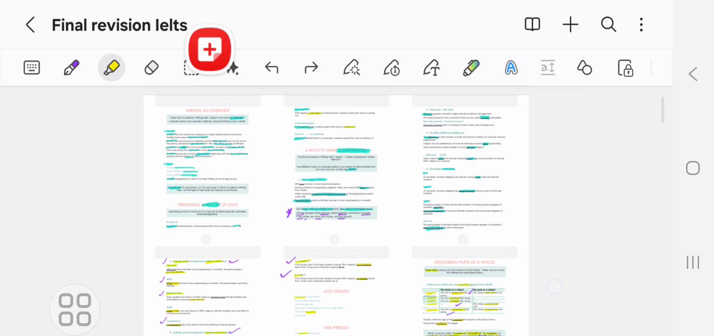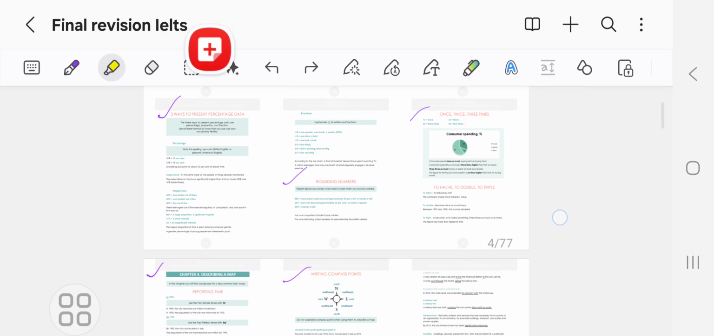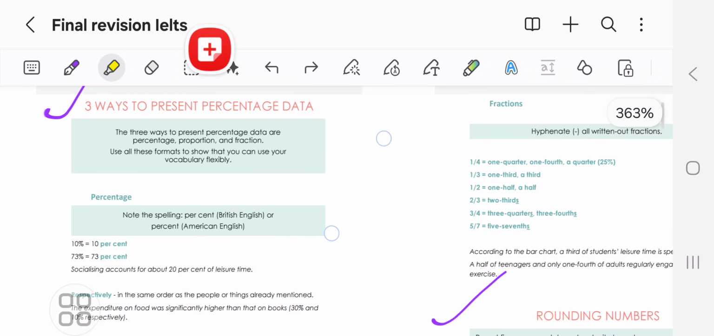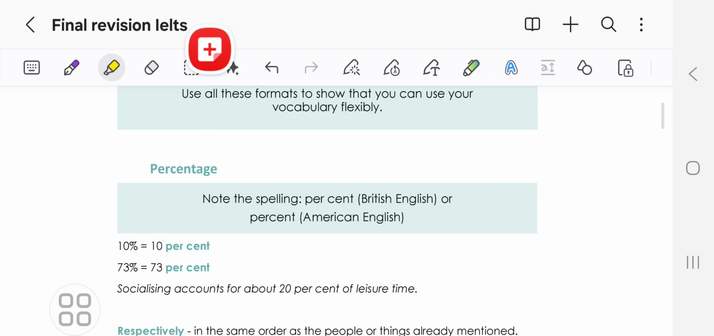You can see that we have covered a lot of parts, clearly it's visible. Okay, and now we are at the three ways to present the data. Here we're going to talk about percentage, proportion, and fractions. That's also very important, and all these formats show that you can use vocabulary flexibly. So that's what we have to demonstrate.